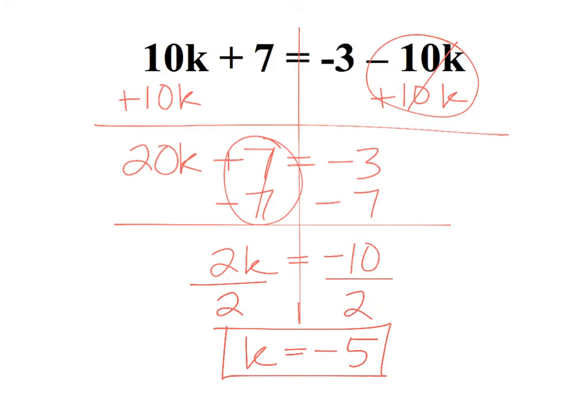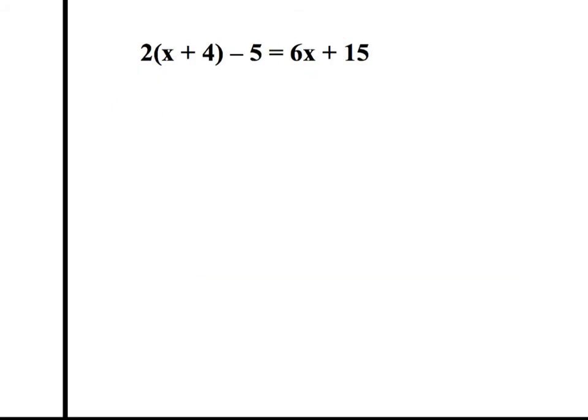That's wrong. Let's go back. This is 20k, isn't it? So we should be dividing by 20. I was wrong. Told you I'd make mistakes. So divide by 20. This divides both the top and the bottom by 10. And if you do that, you get negative 1/2, or negative 0.5.